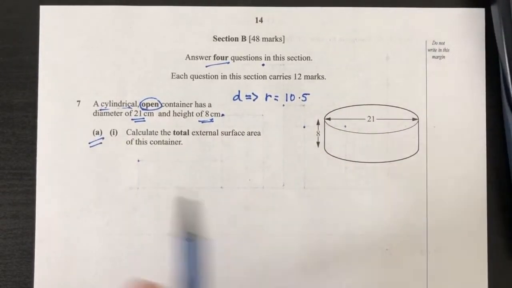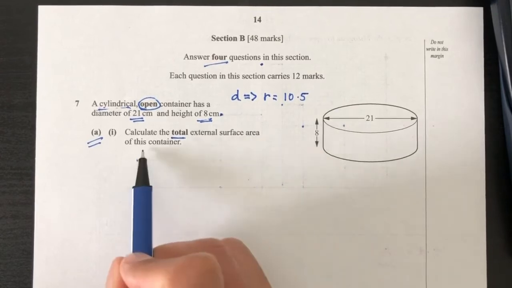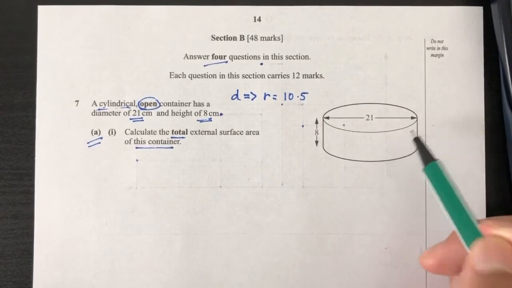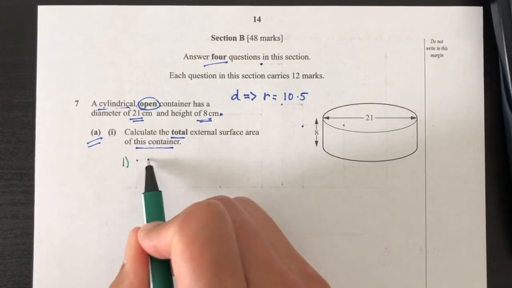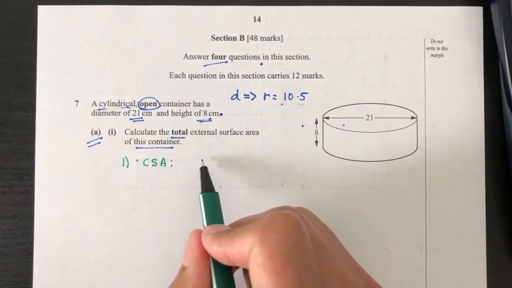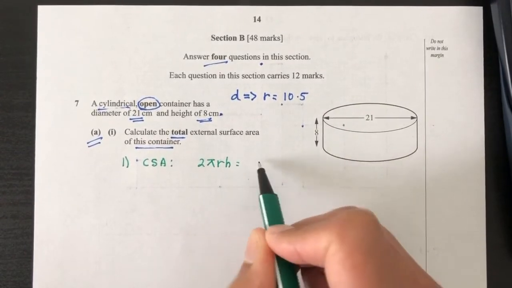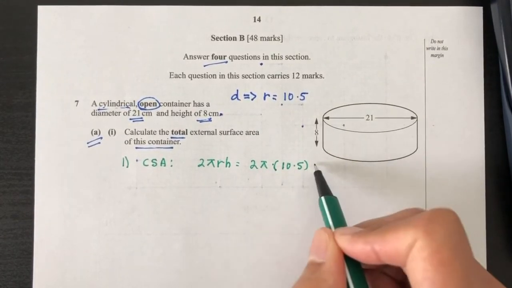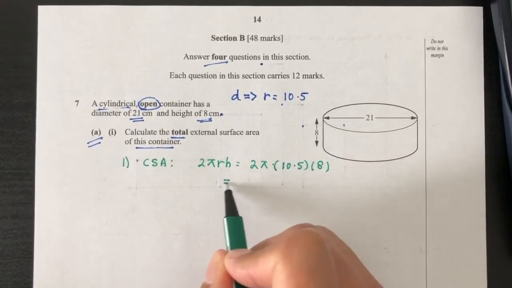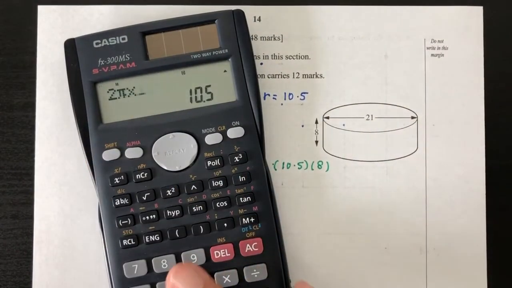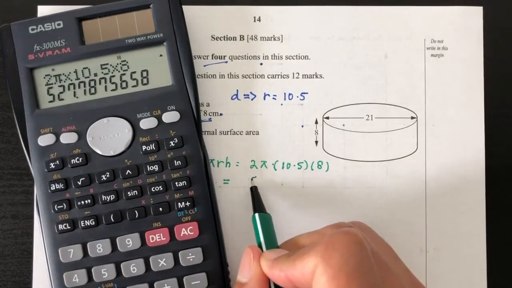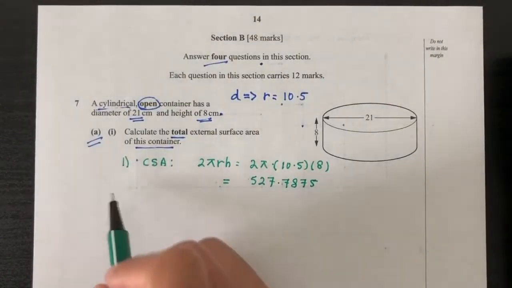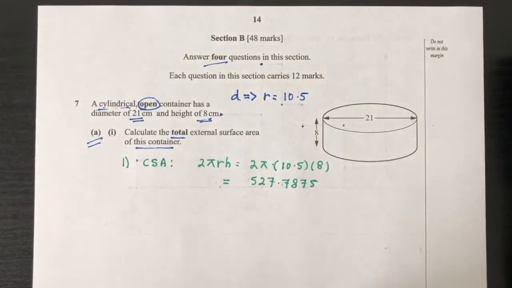Part 1, calculate the total external area of this container. The area of this container has two parts: the curved surface area and the base area. One part is the curved surface area. Pretty easy, it is 2 pi r h. R is 10.5 as we have just found, and h is the height, which is 8. Let's see what value we have. 2 pi times 10.5 times 8 is 527.7875.